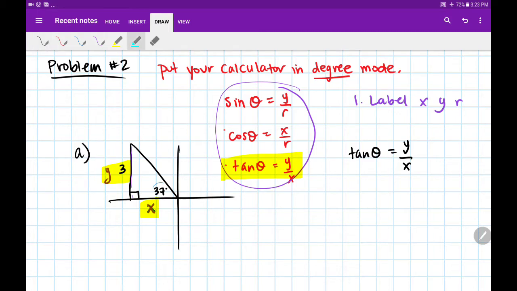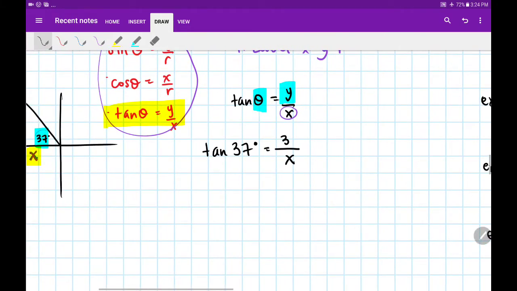So actually, we can fill in theta because we know the angle, it's right there. We can also fill in y because it's given right over here. Then the only thing we'll have to solve for is x. So let's fill in what we know. Tangent of 37 degrees equals y, that's 3, over x. Next step, I need to solve for x.